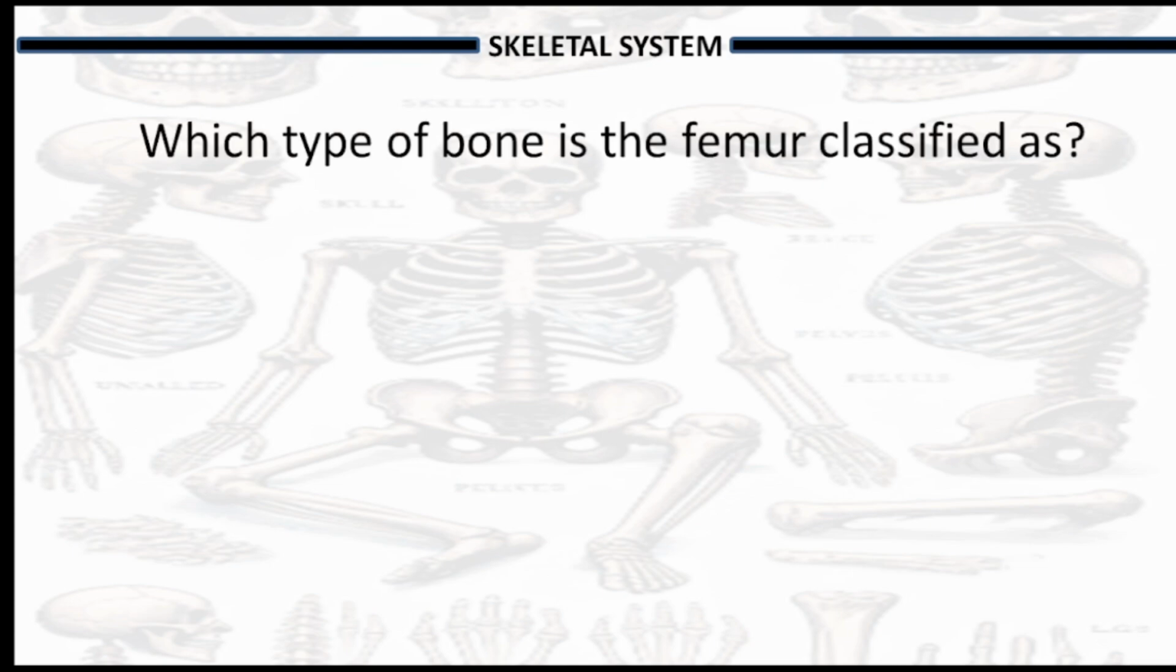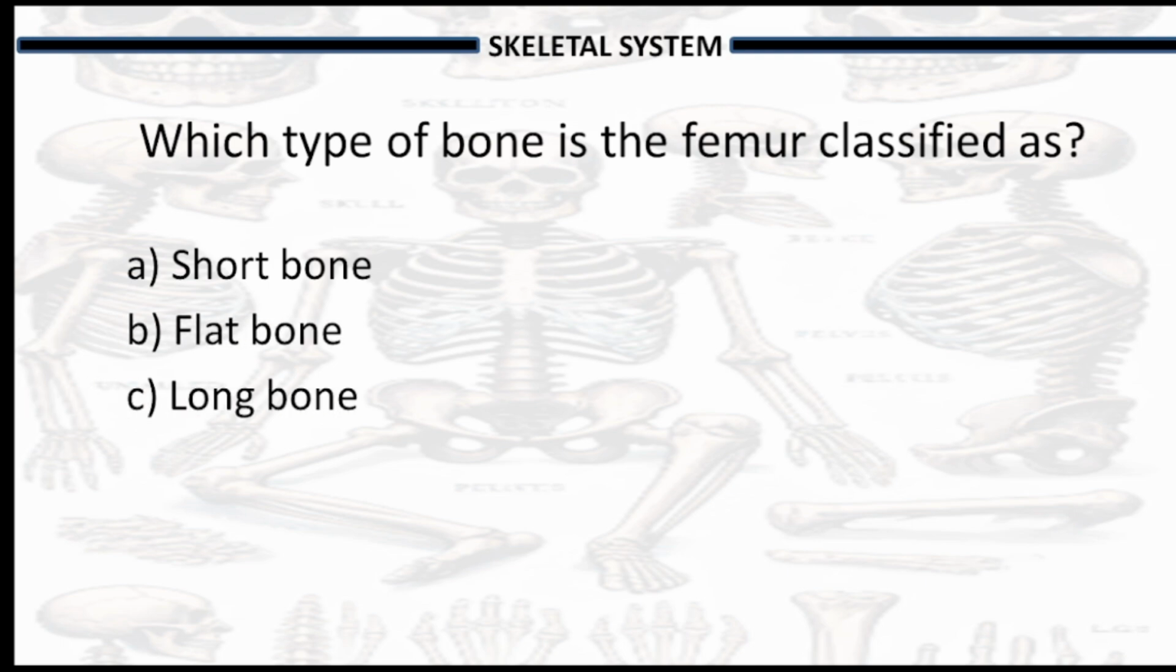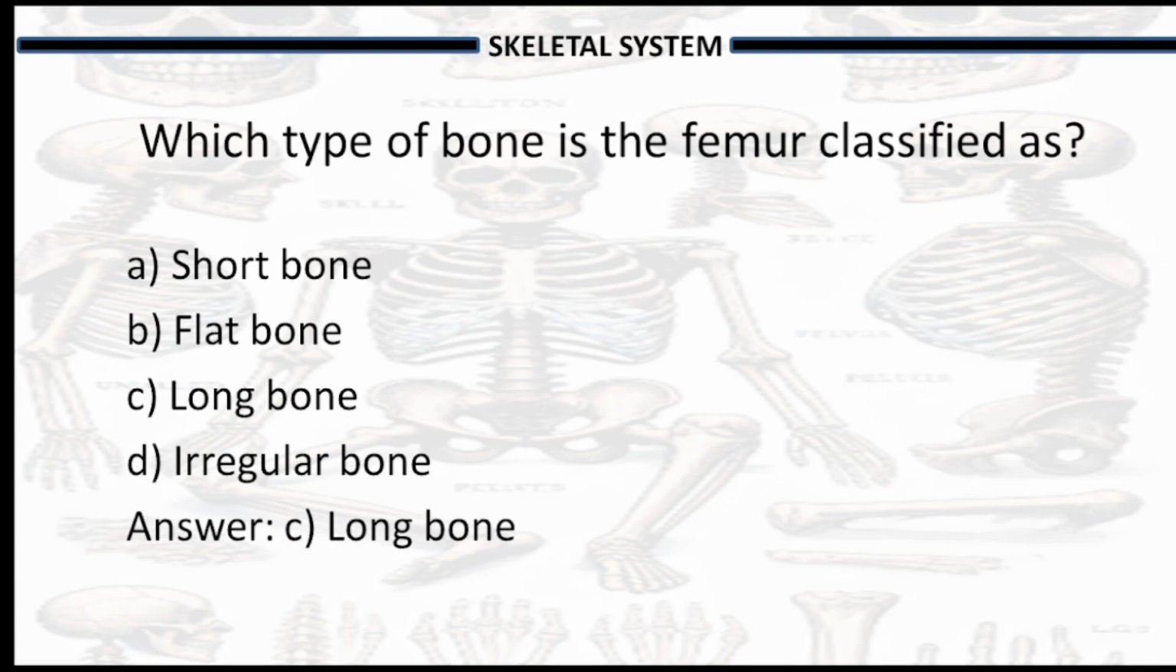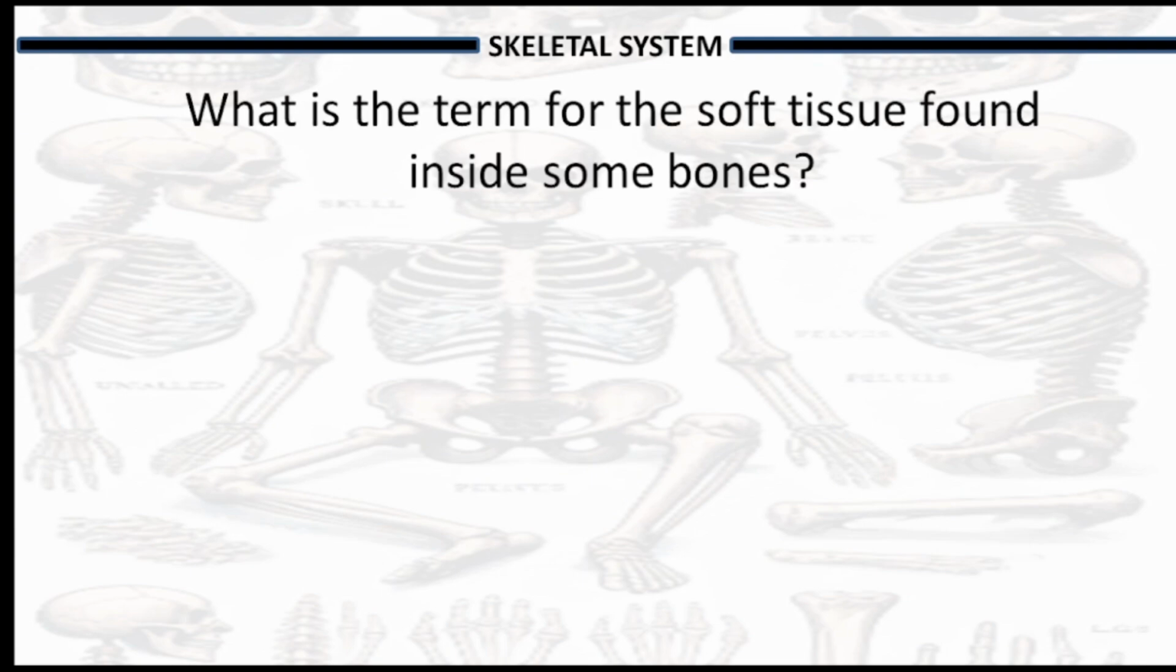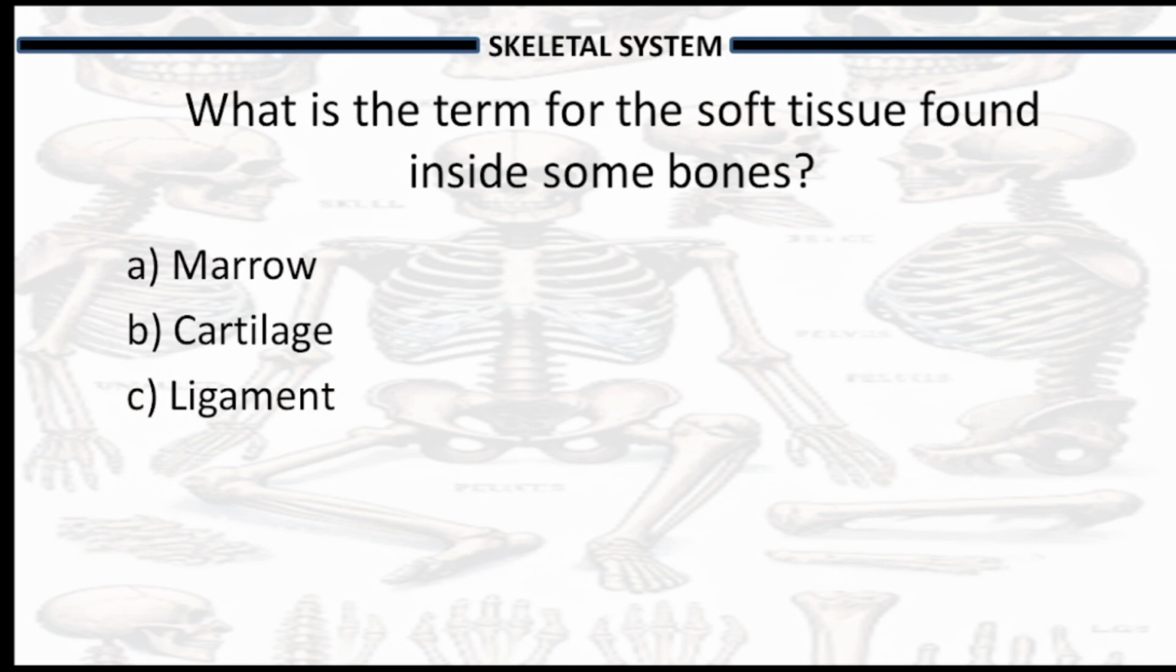Which type of bone is the femur classified as? Femur classified as a long bone. What is the term for the soft tissue found inside some bones? Right answer is marrow.